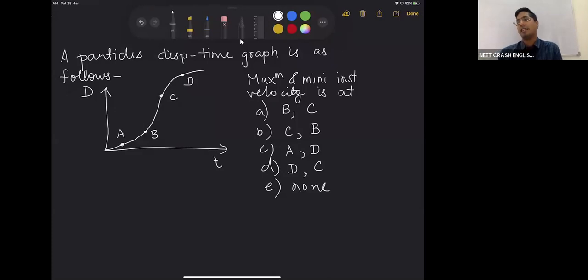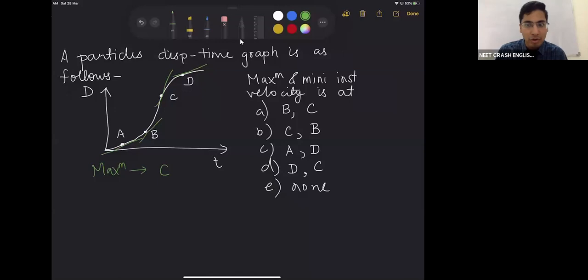All right, let's now proceed to figure out how to solve this. We know that instantaneous velocity is defined as the slope of the tangent. Now let's draw the tangent. A is like this, B is slightly higher, C is even higher, and D is slightly lesser. So here the maximum is clearly C, because all the slopes are positive and C is clearly the maximum.